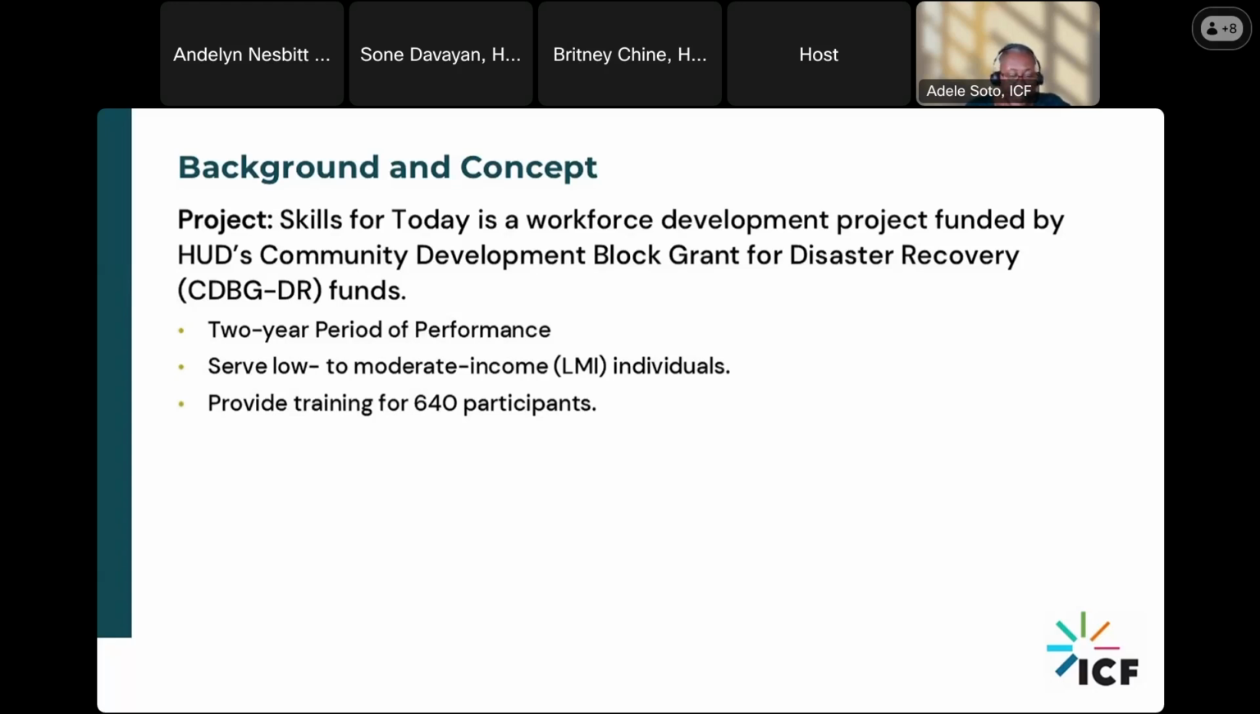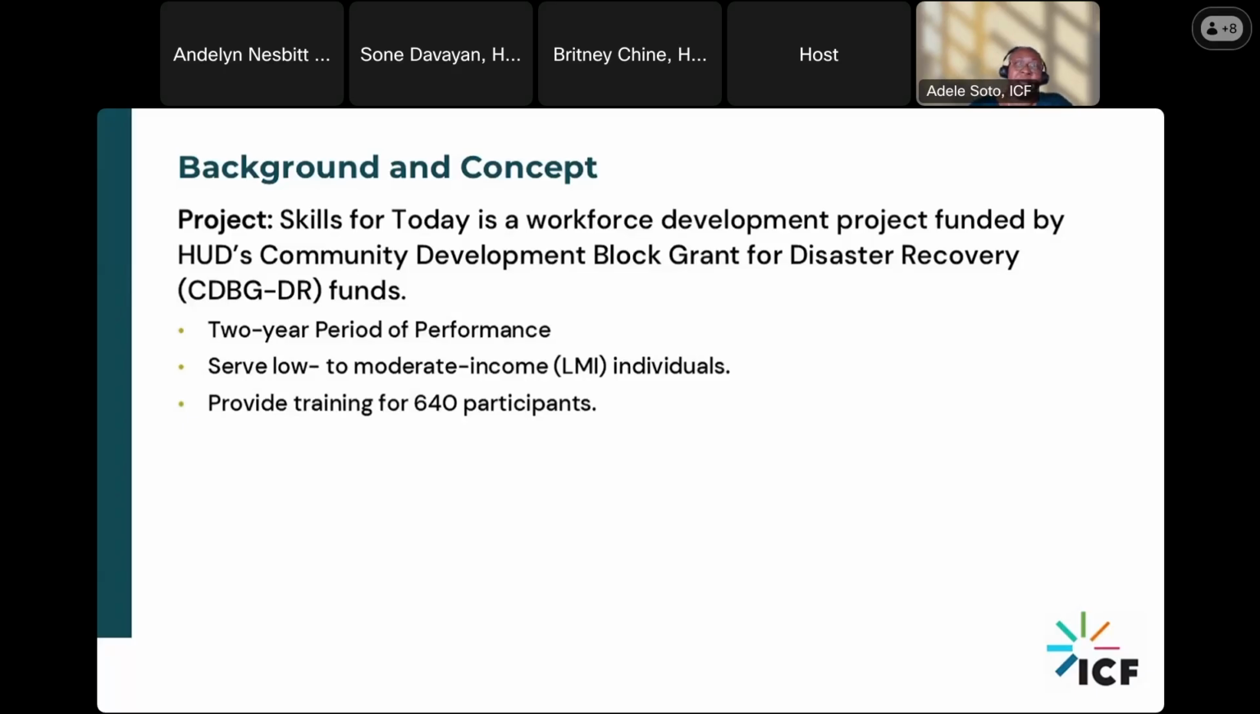The eligible population to be trained were required to be at least 51% low to moderate income individuals, and about 30% of those individuals had to come from local housing communities. The period of performance was set at 2 years with an option for a third year. The project was named Skills for Today, and after a competitive process, ICF was selected to administer the program.